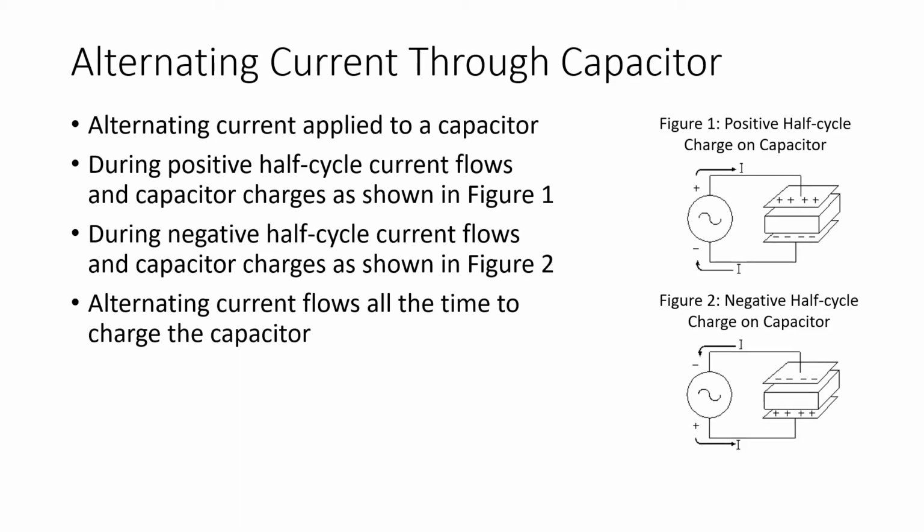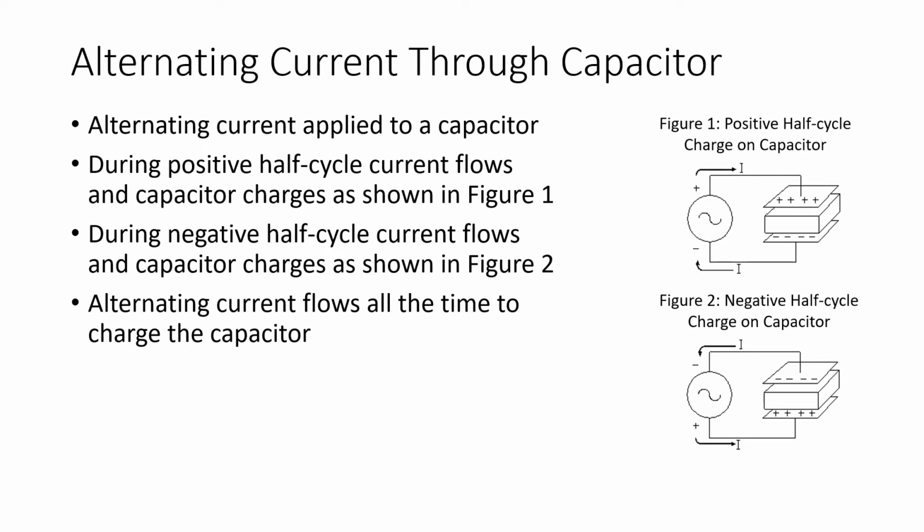Now, when we apply a sinusoidal AC source to a capacitor, during the positive half cycle, as shown in Figure 1, the source voltage is positive to negative, and current will flow to charge the capacitor as shown. And the charge, of course, will build up on the plates of the capacitor as shown, positive on the top and negative on the bottom.